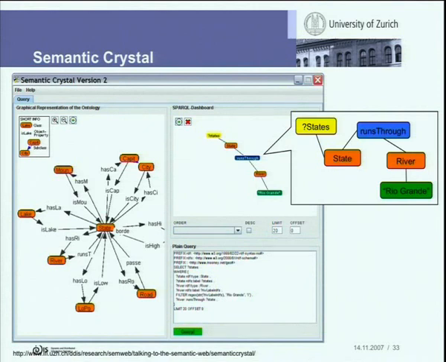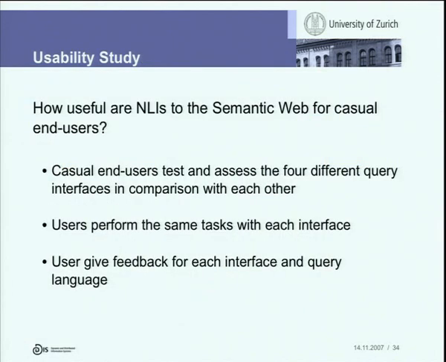So, question mark states, that's a variable you'd like to have back. You have a state and a river. They're connected through "runs through." It's the Rio Grande, and what states does the Rio Grande run through? OK. So far, so good. I don't think those systems are very exciting in themselves. They're exciting when they're put together in one usability study. So what did we do?